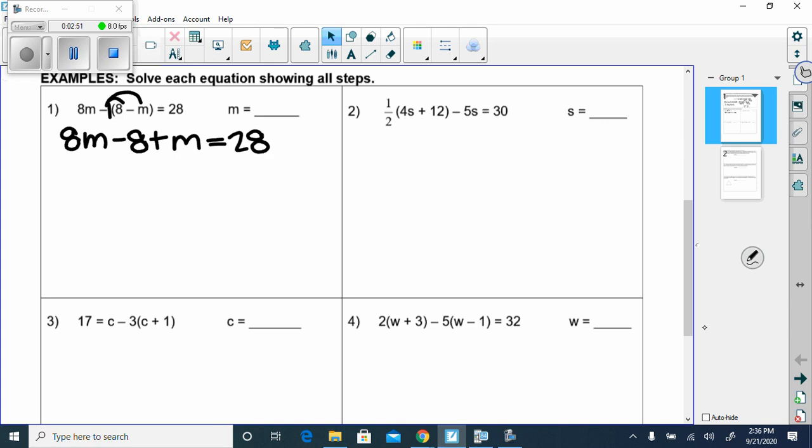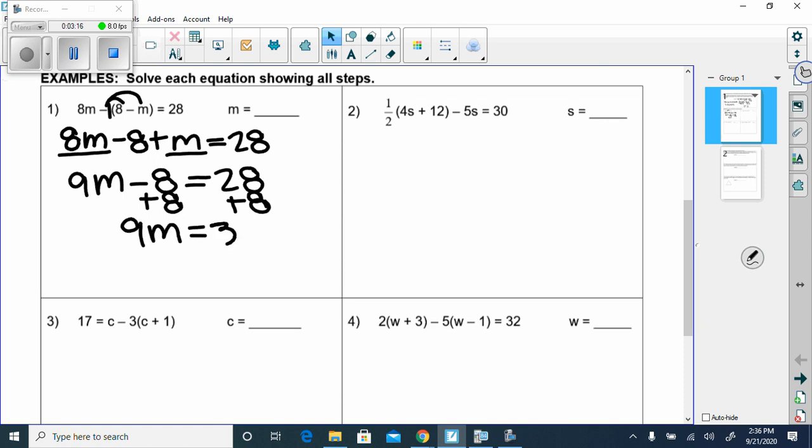Okay, now that I've distributed, what do I have to do? Combine like terms. All right, so I've got an 8m and an m, so all together, 9m. So I have 9m minus 8 equals 28. Okay, what now? You add 8. Good, which would be 36. So now I have that 9m equals 36. Then you divide by 9. That equals 4. Good. My final answer is that m equals 4.